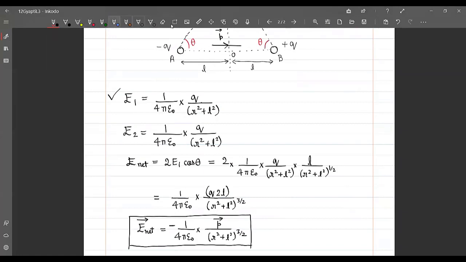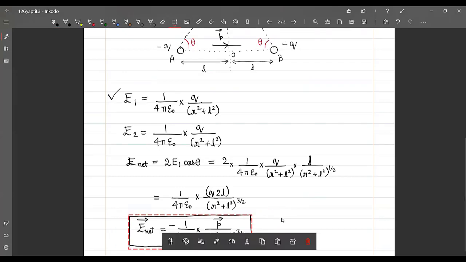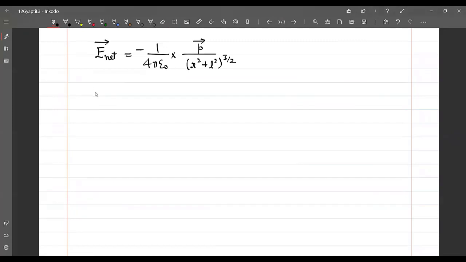Now again, we'll do the approximation when the point is very far away from the dipole. I'll take this equation and we'll do approximation. So when the point P is very far away from L, this implies that R is much greater than L. This implies that R square is very high value than L square. Then R square plus L square will be approximately equal to R square.